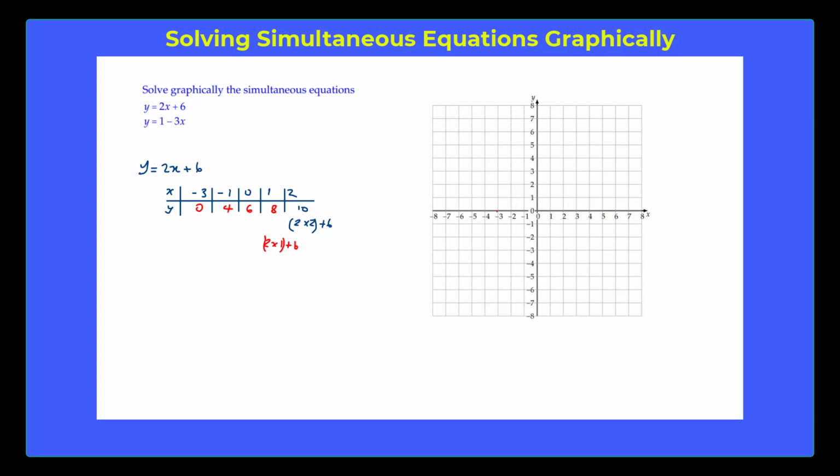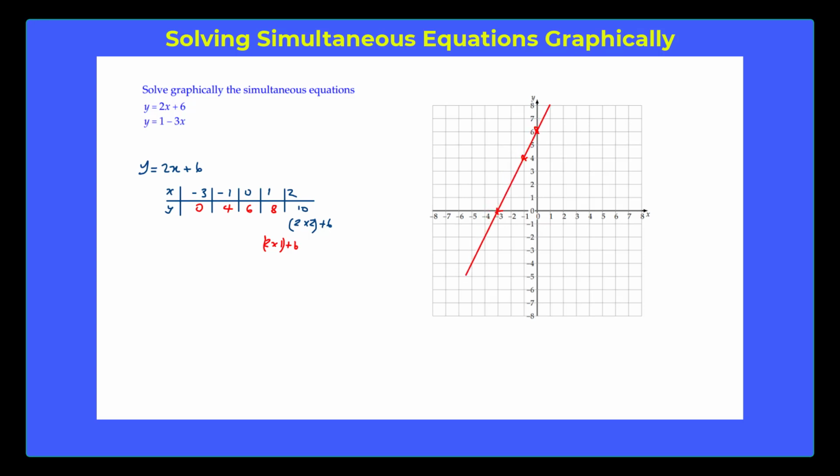So -3, 0. -1, 4, 0, 6. Okay, I can put 1, 8 on there. That's where I'm actually going to draw my line from. And 2, 10 is not going to fit on there, so I'm going to ignore that one. So 1, 8 is the last point.